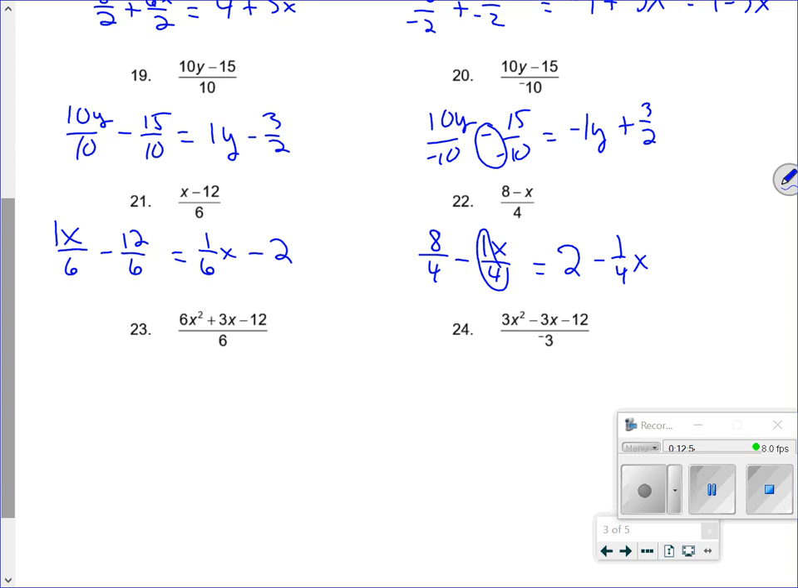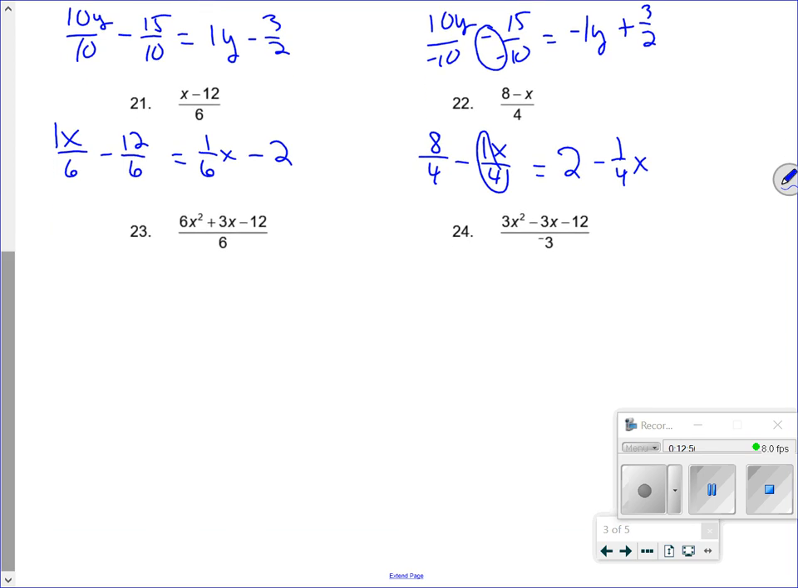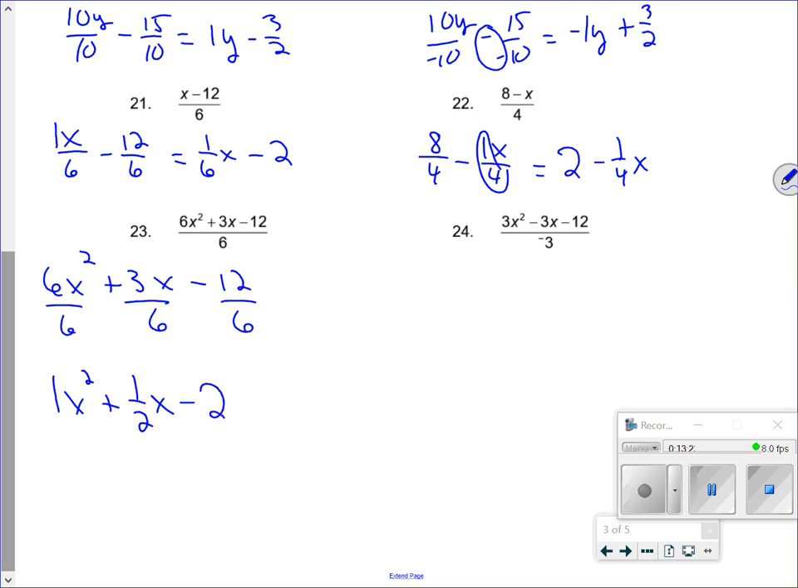And then the last two are just taking this to 3 terms instead of 2 terms. Each term gets divided by 6. This one's divided by 6, this one, and this one. Each one of them is divided by 6. So 6 divided by 6 gives me 1x squared plus 3 divided by 6 reduces to 1/2, and I want that x beside it, 1/2 x, minus 6 divided by 6 is 2.